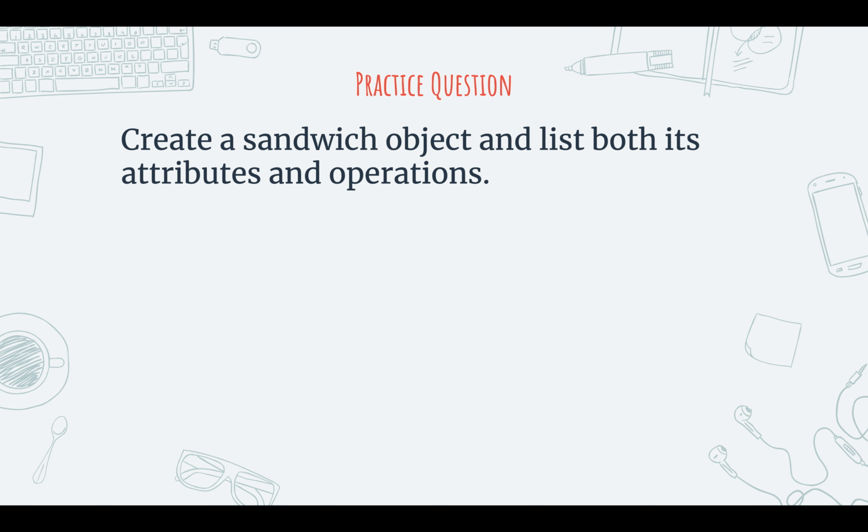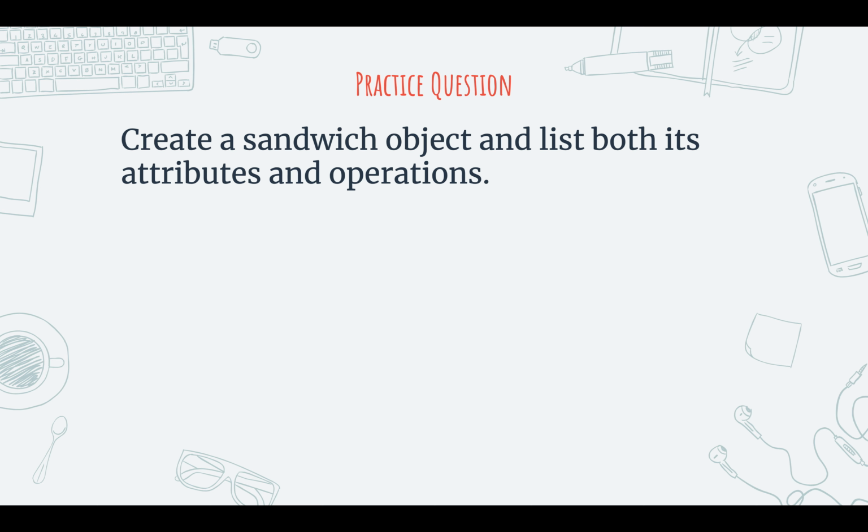So for the final slide of the day, I want you to create a sandwich object and list both its attributes and operations. By attributes, I mean things that are part of a sandwich, that you would normally have in a sandwich object. So when you create a sandwich, such as a peanut butter sandwich, I'm giving too much away, but if you have a sandwich, what are you going to put in it? And then operations, such as if you want to do something with the sandwich. I'm not talking about eating, but the actual creation of the sandwich. So pause the video and create your own sandwich object and list both its attributes and operations.